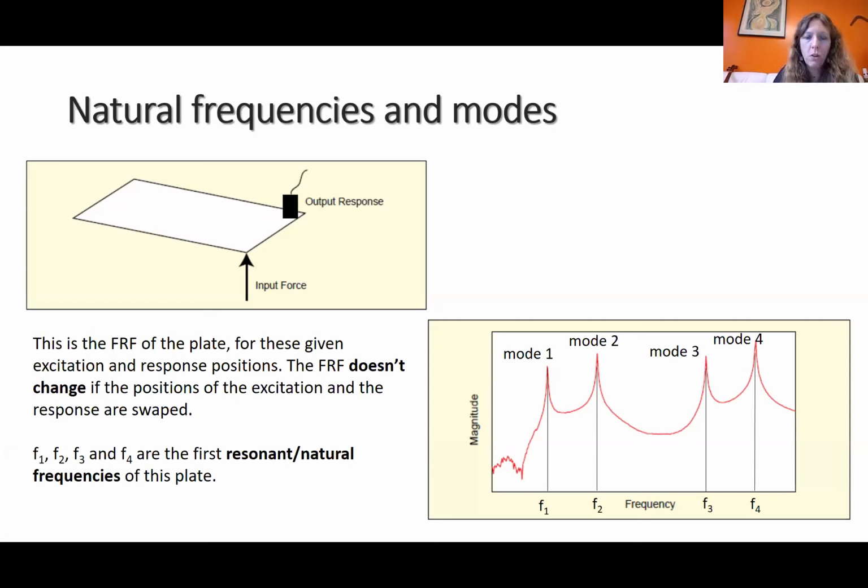These can be called first resonant or natural frequencies. They can also be called eigenfrequencies. There are different names, but it's basically the resonances of the system.